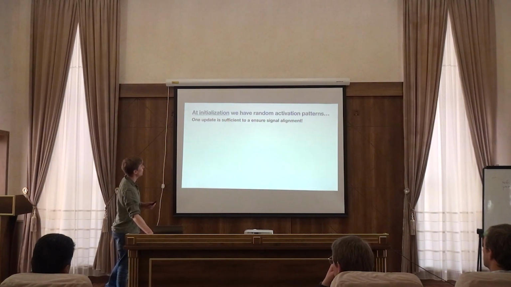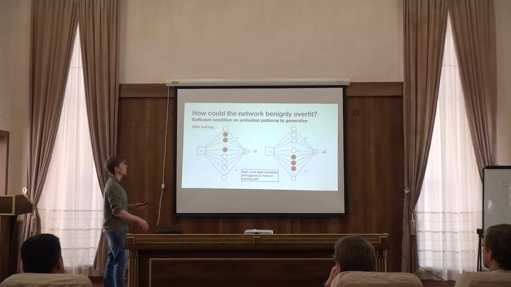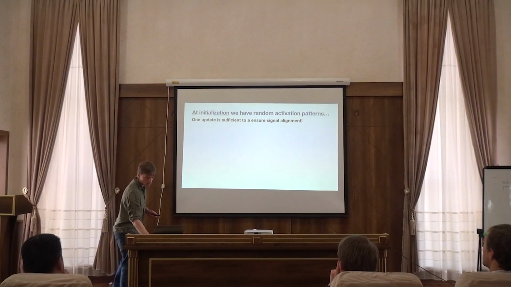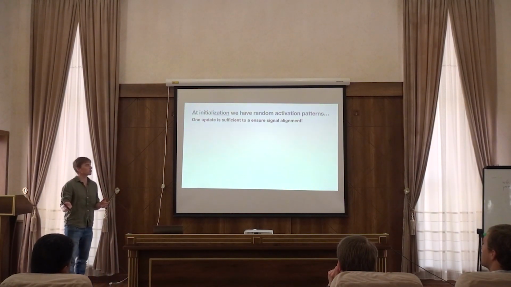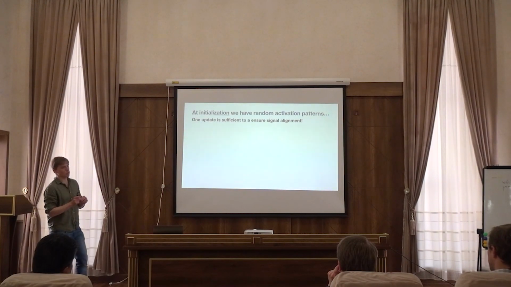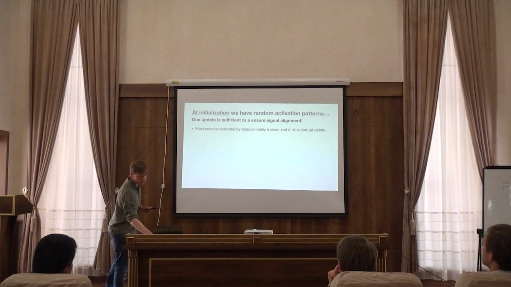Okay, so basically I'm now going to try and show or sketch a kind of path to how you might expect to see these kind of activation patterns at the end of training, right? So this is going to follow that. First of all, initialization: we have random activation patterns, right? I've got some random Gaussian weights, for example, or uniform weights, it doesn't really matter too much. I've got the very small magnitude, but my point is because of that small magnitude, one update is sufficient to ensure signal alignment.